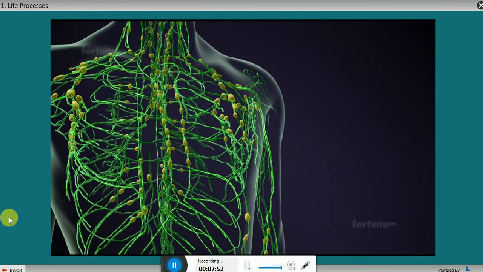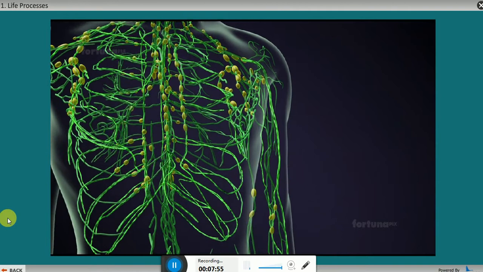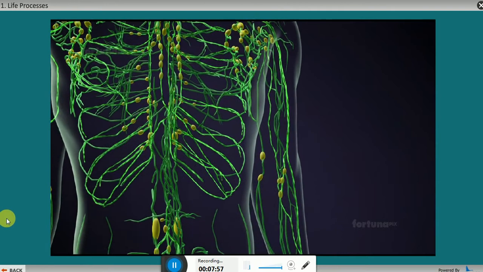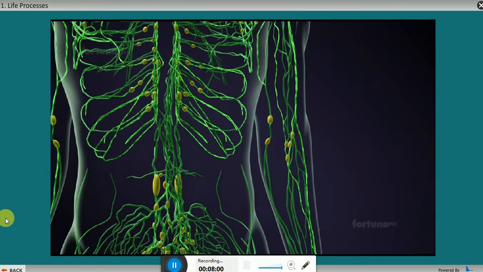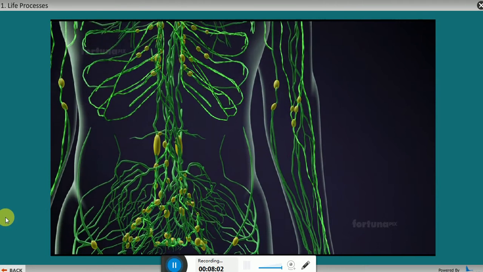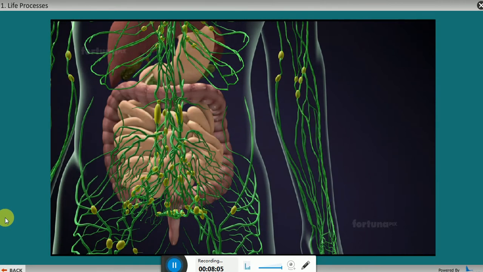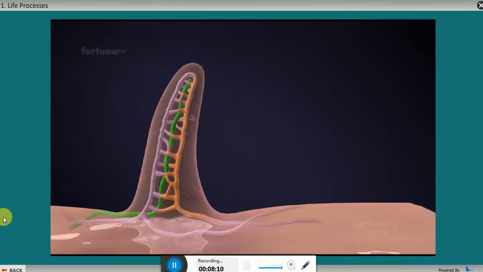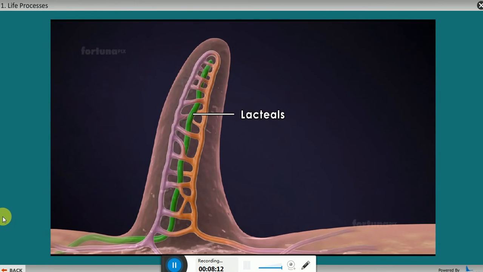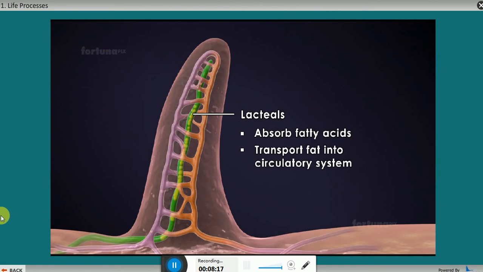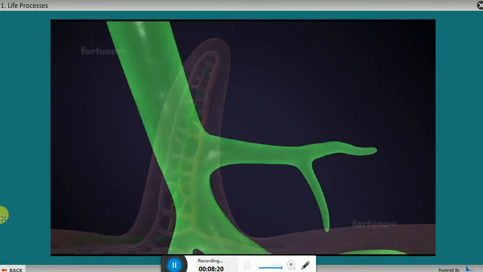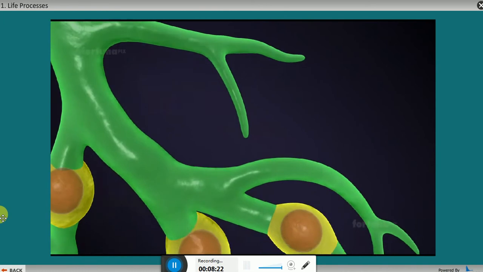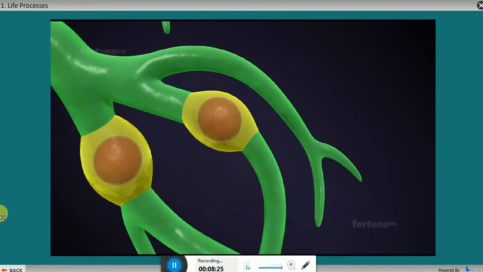In addition to carrying lymph, the lymphatic system has additional functions. In the small intestine, lymphatic vessels known as lacteals absorb fatty acids and transport fat into the circulatory system. It produces immune responses through the production of lymphocytes and monocytes.